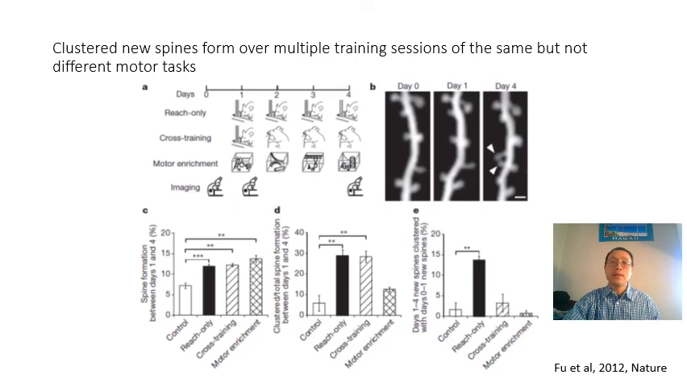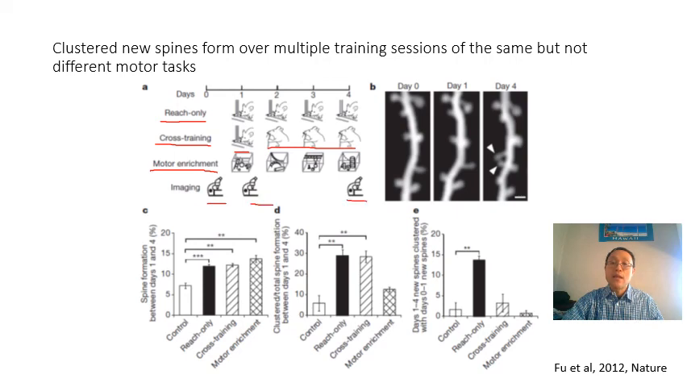So what this means is that they have several conditions. They will have the animals that produce exactly the same tasks over 4 days, and they'll have the cross training. So they have the animals perform one task on one day, but then switch them to another task on days 2, 3, 4, and then they have another condition where they just put them into motor enrichment, where the animals are running around but they're not doing any kind of training, and then they will image on day 0, 1, and 4.